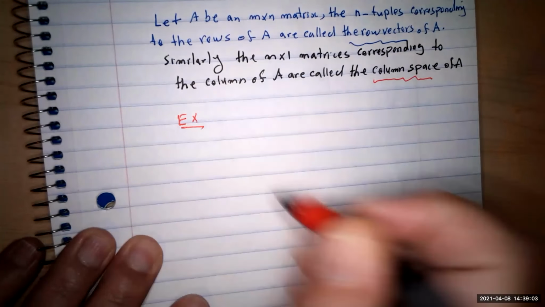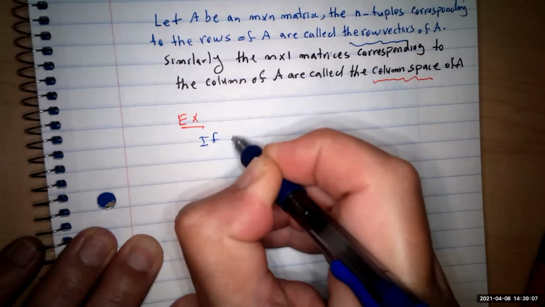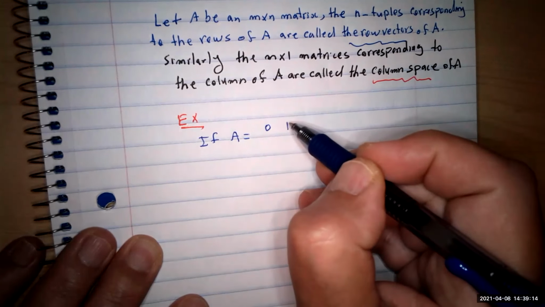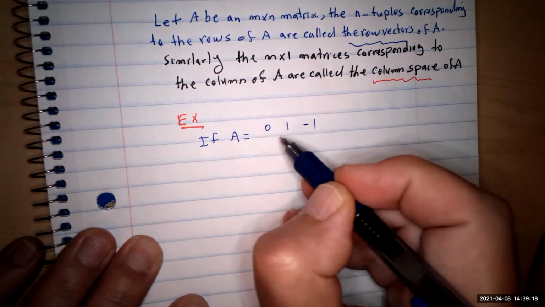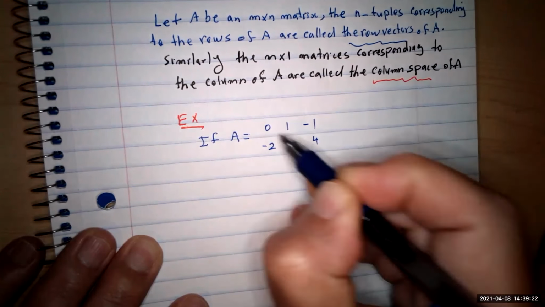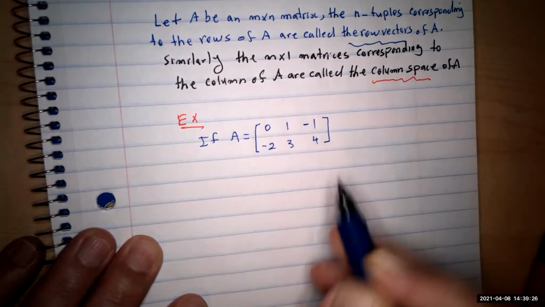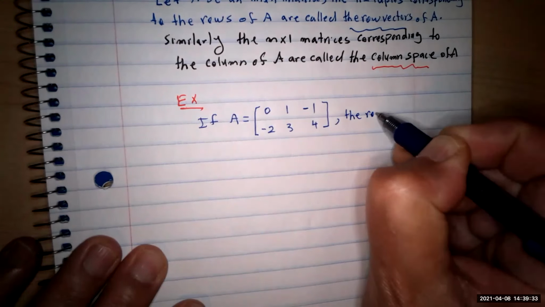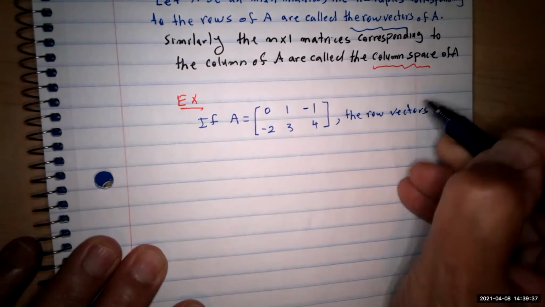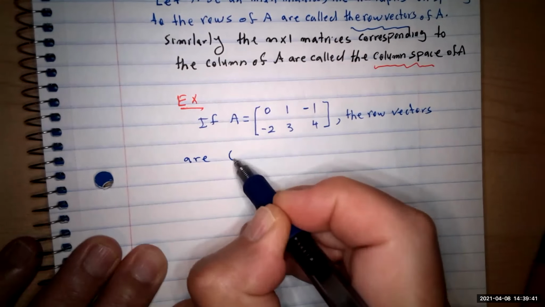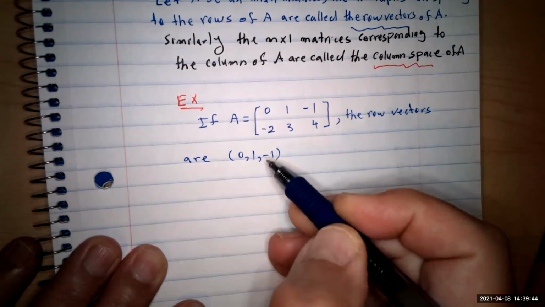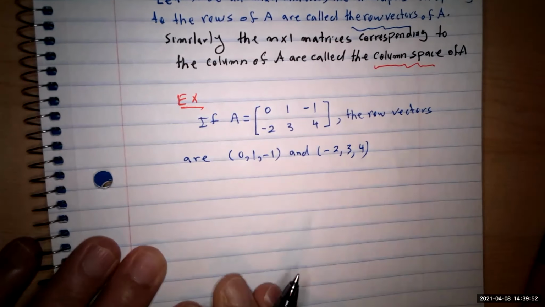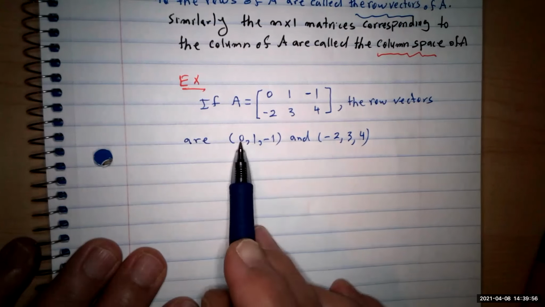For example, if A is a 2x3 matrix, with the first row 0, 1, -1 and the second row -2, 3, and 4. As you can see, we have 2 rows and 3 columns. So the row vectors are the following: 0, 1, -1, and -2, 3, 4. Each vector is going to be in R3.